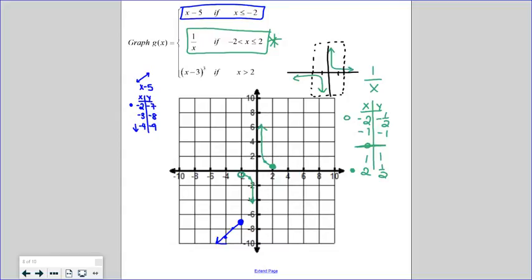So that's where our table can kind of hurt us, is if we don't remember what that graph looks like. And it only ever happens with a 1 over x type of graph. So look for that guy.